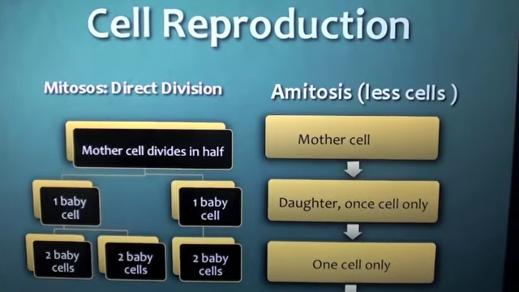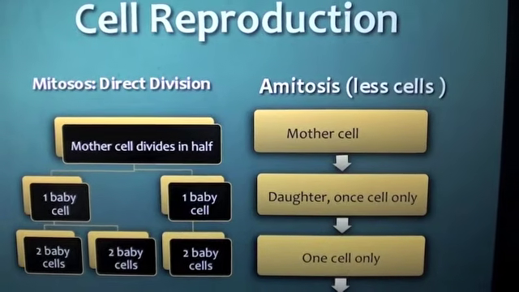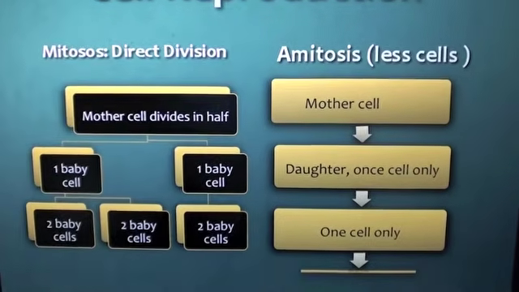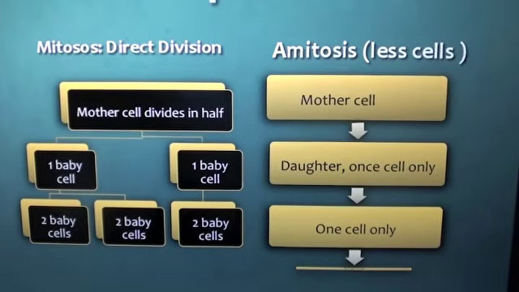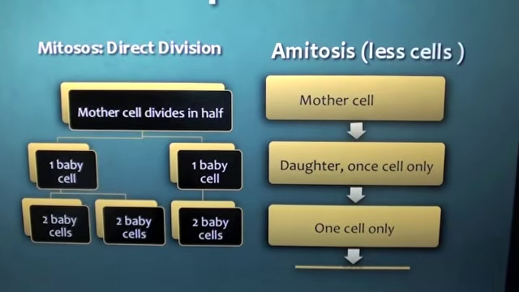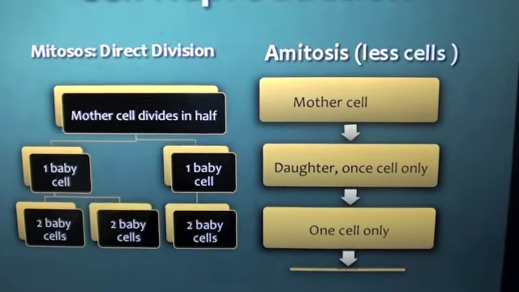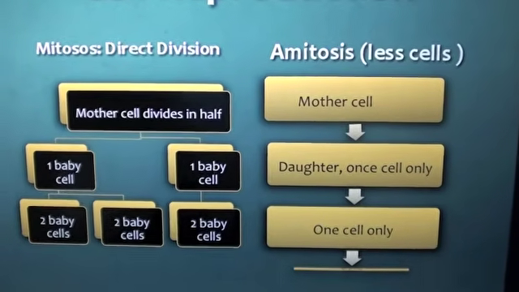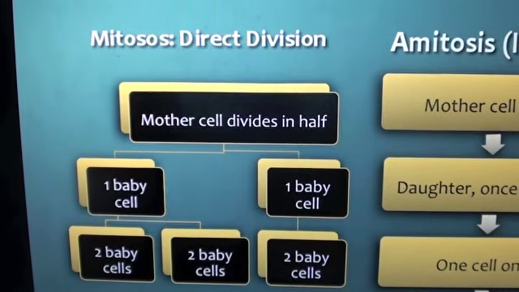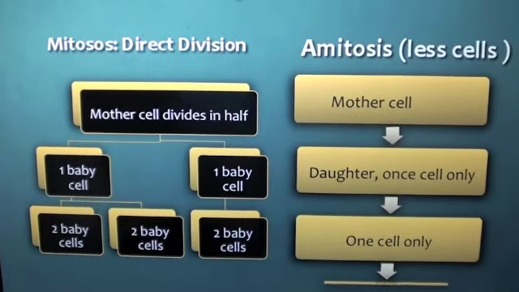Cells grow and reproduce by two kinds of reproduction, which are mitosis, the direct division, and amitosis, which is indirect division. During amitosis, a mother cell gives birth to a daughter cell, just one cell, and then that daughter cell produces another cell. So in 3 phases, there are just 2 cells, the daughter cell and the other cell. In direct division, the mother cell divides in half, then the baby cells divide in half. So it's a faster division than amitosis.